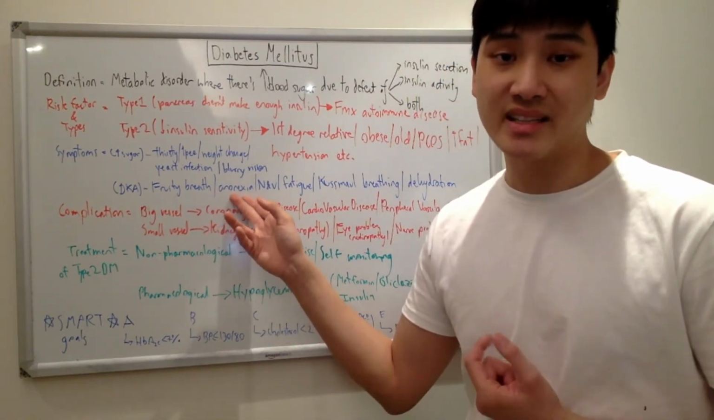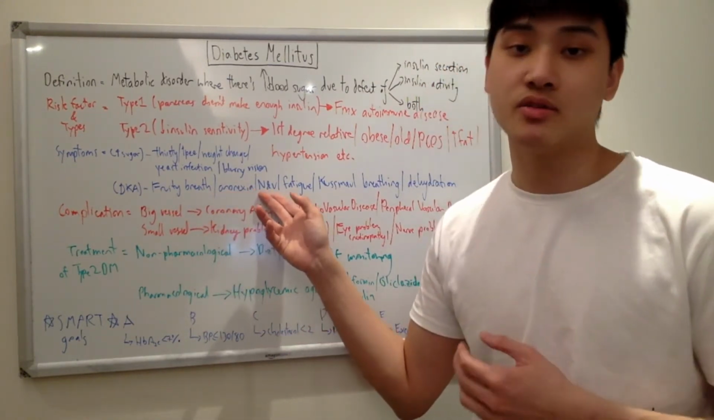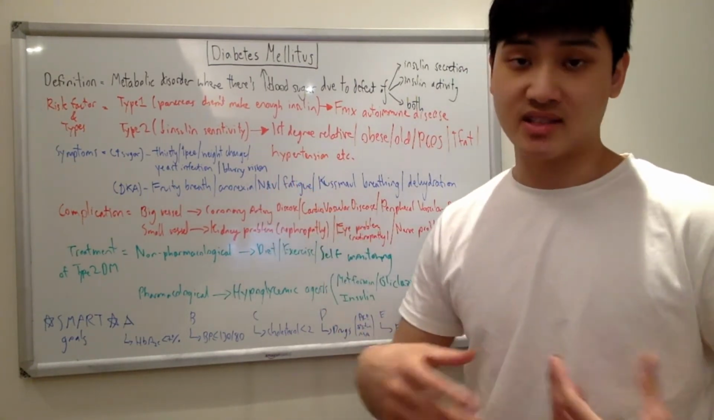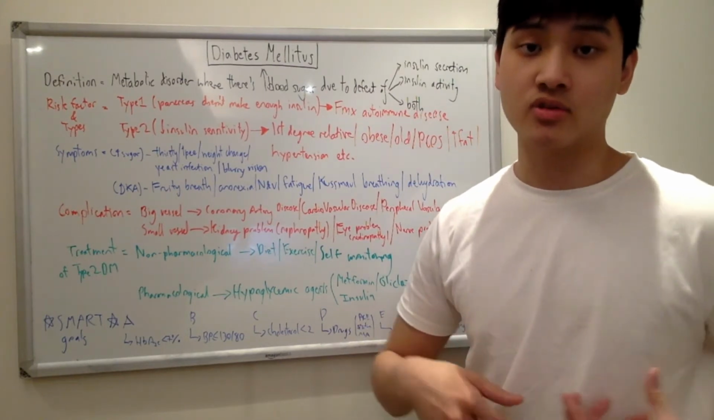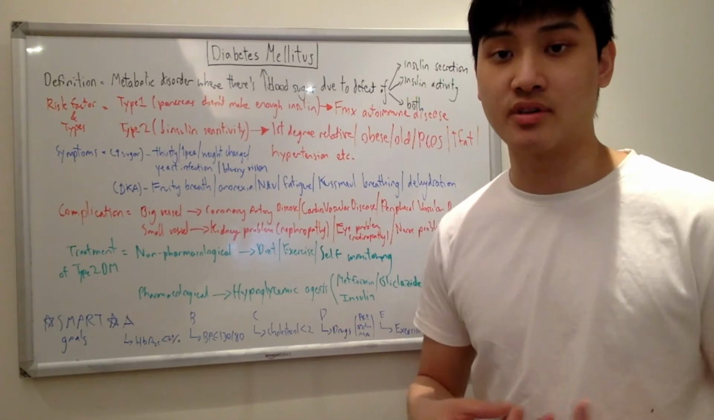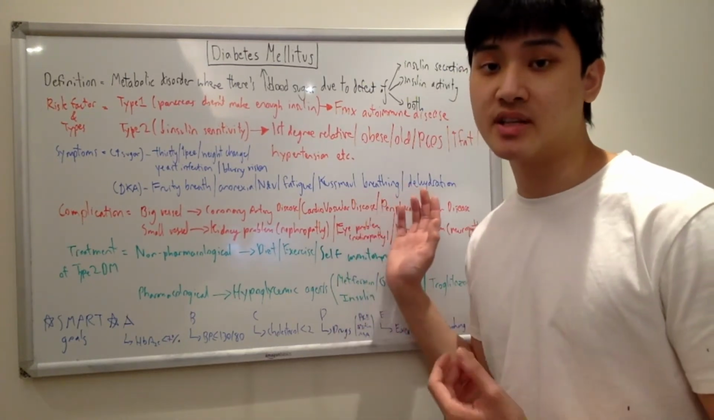You lose a lot of weight. You become nauseous. You might vomit. You feel weak and fatigued. You have this type of breathing called Kussmaul, so you use a lot of accessory muscles to breathe. And you feel dehydrated as well.